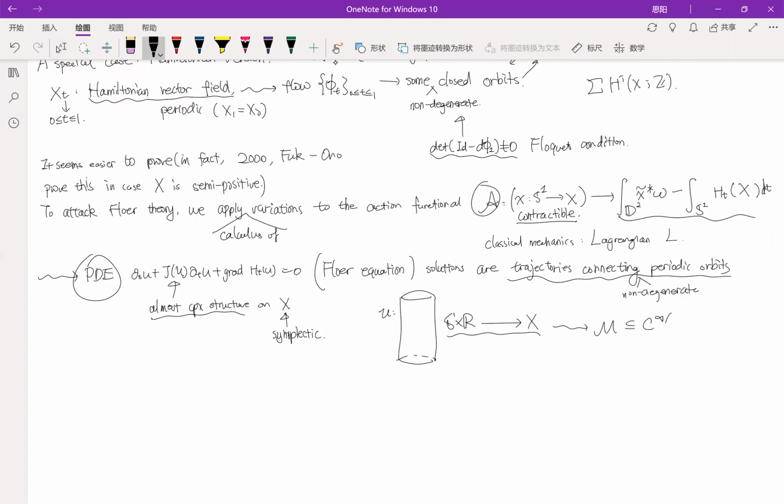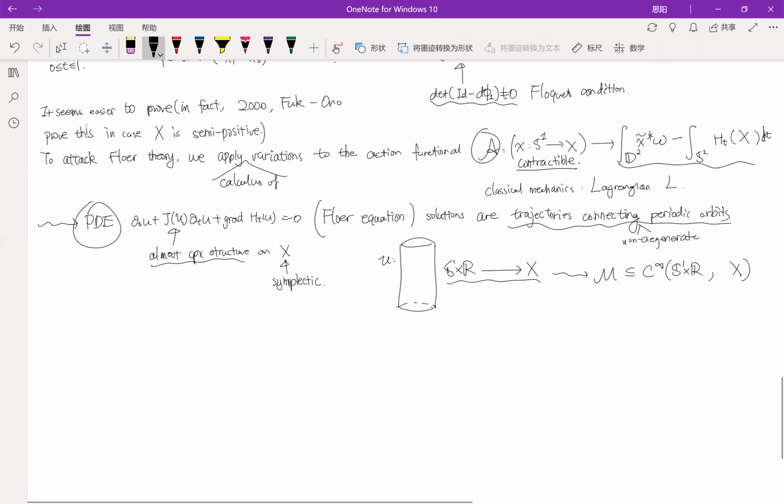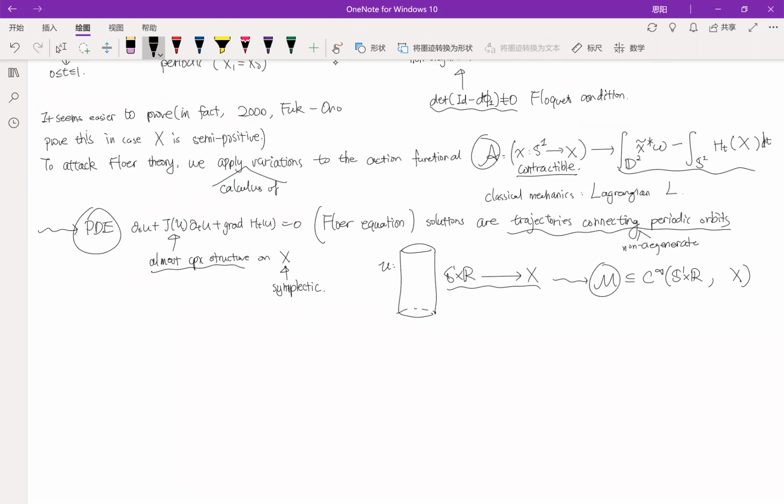of the space of smooth functions, smooth maps. So then we want to determine the dimension of the moduli space, and also we need compactness.